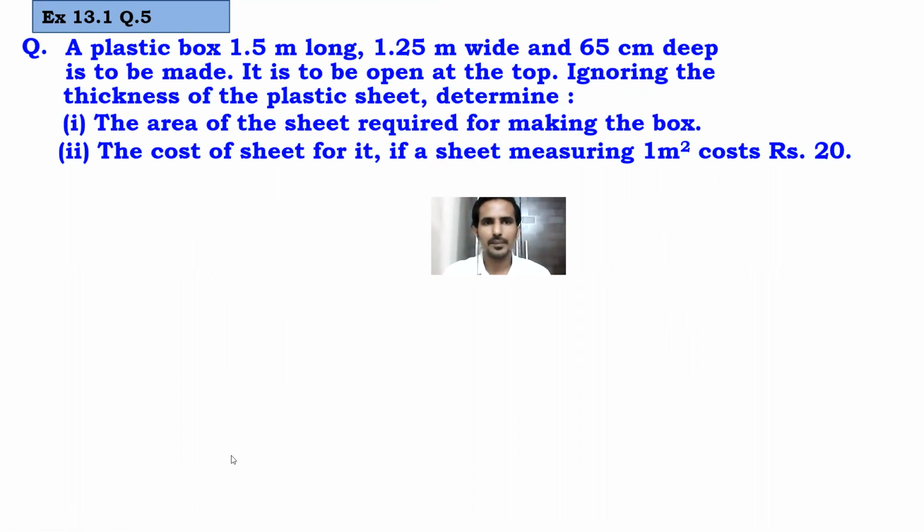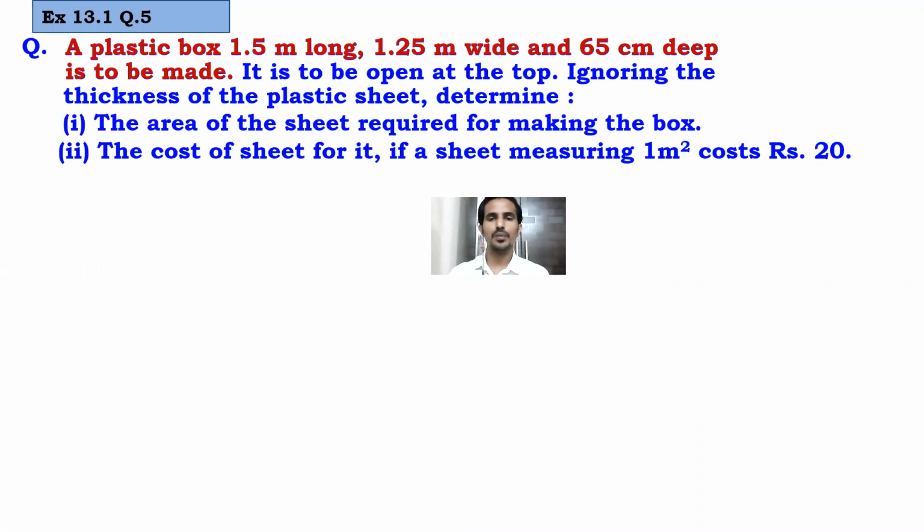All right, you have to be a little alert when you solve such questions. So we have this question: a plastic box 1.5 meter long, 1.25 meter wide, and 65 centimeter deep is to be made. It is to be open at the top. Ignoring the thickness of the plastic sheet, determine the area of the sheet required for making the box. Second, the cost of the sheet for it if the sheet measuring 1 meter square costs ₹20.